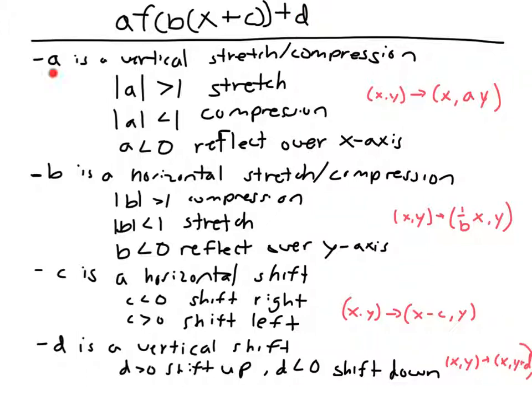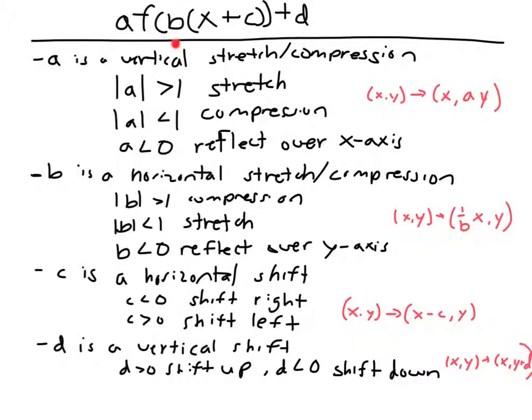Okay. So here, if you have it in this format, then A is a vertical stretch or compression. If A is not a fraction, then it's a stretch. If A is a fraction, then it's compression. If A is negative, then you're going to reflect over the x-axis. And if this x, y came from the function f of x, this is the transformation: you do x and then a times y.